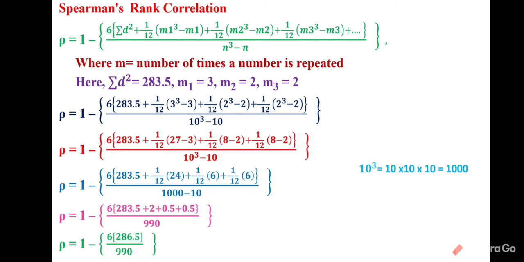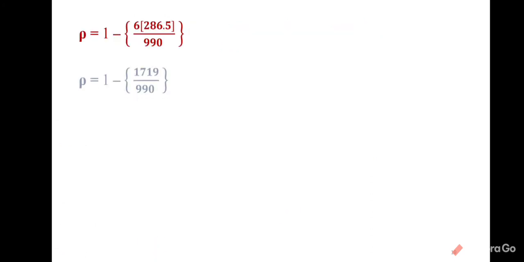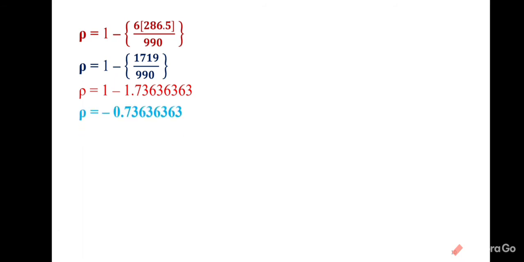286.5 divided by 990. What is that value? Will be continued. So multiply 1719 divided by 990. Simplify: 1.736363. Then subtract, minus 0.736363. We'll get it. This is a negative value.